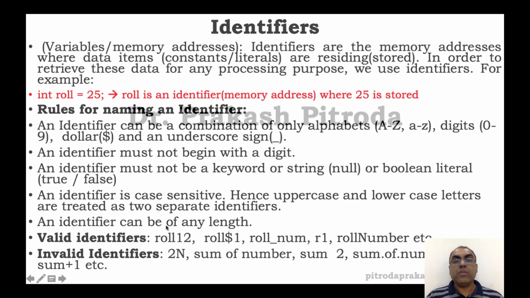We move on to the next one. The next token that you have is an identifier. As we have understood, identifiers are also known as variables.